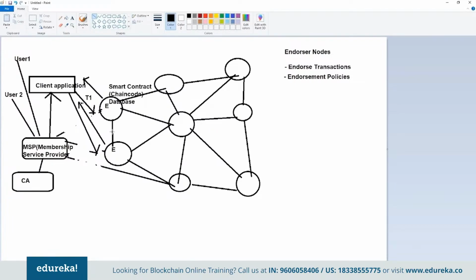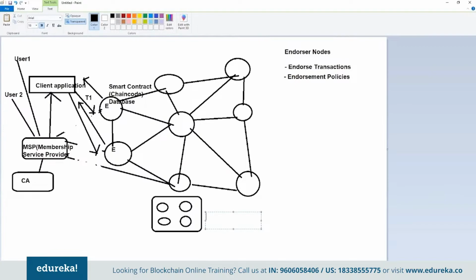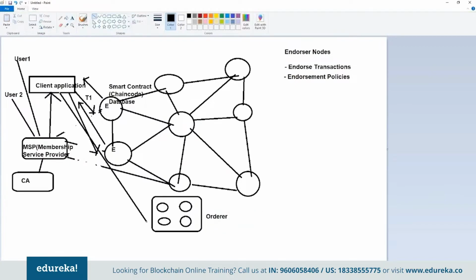Now the client application gets these endorsed transactions along with the sign of the endorser, a digital signature that this particular endorser has signed this transaction. Now there is another set of special nodes in Hyperledger which are called orderers, and orderers are represented like this. So basically ordering is represented as a service, but they are nothing but special nodes. So this is how you represent orderer. So now what the client application will do is send these validated transactions to the orderer. These are all validated transactions.